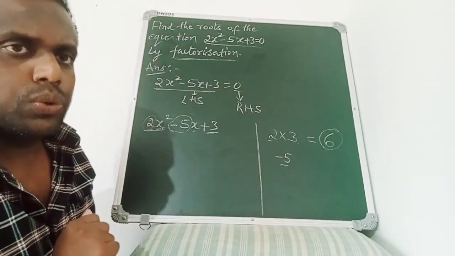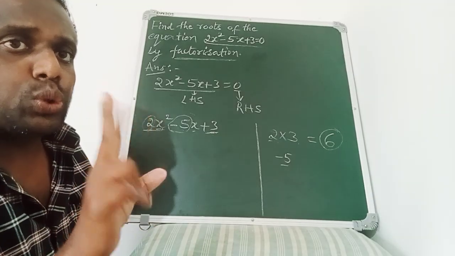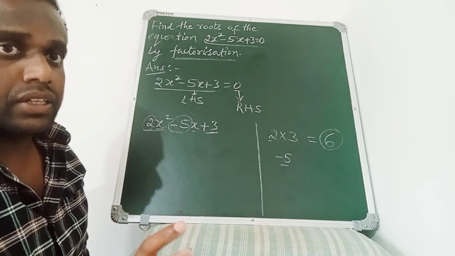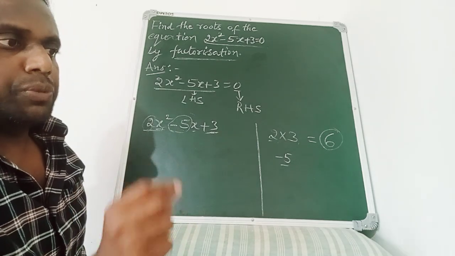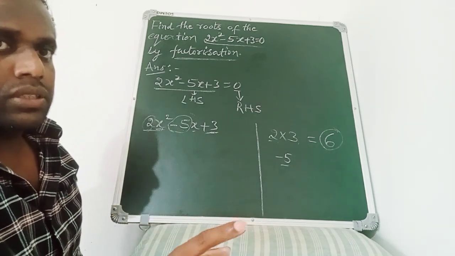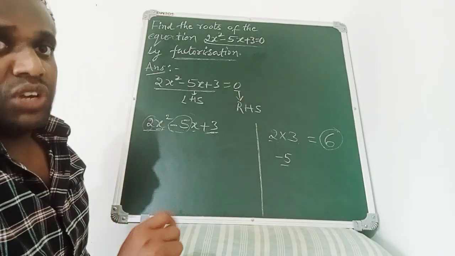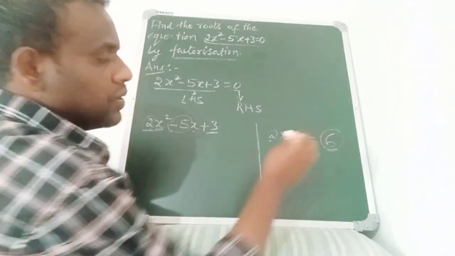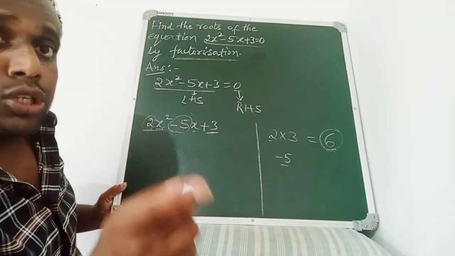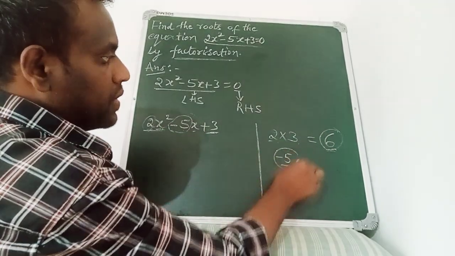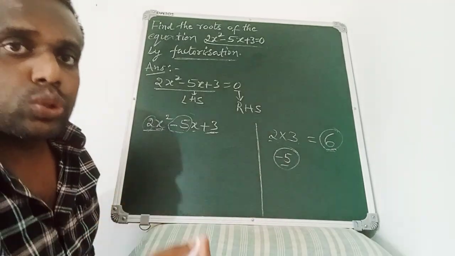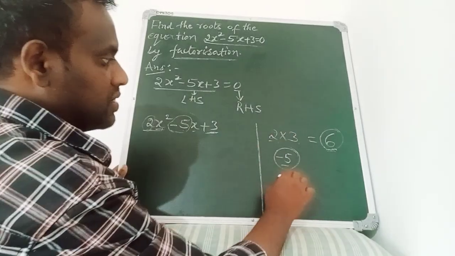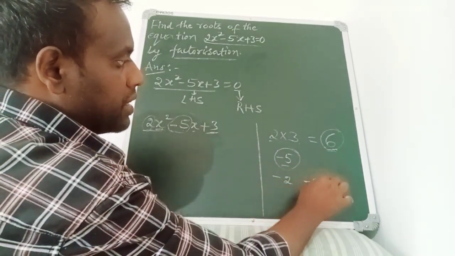Now what you have to do? You have to select any two numbers. How should those numbers be? This is the point here. If you select two numbers and multiply them, we should get this 6, and if you add those two numbers, we should get this minus 5. So which are those numbers? Minus 2 and minus 3. So I am taking minus 2 and minus 3.